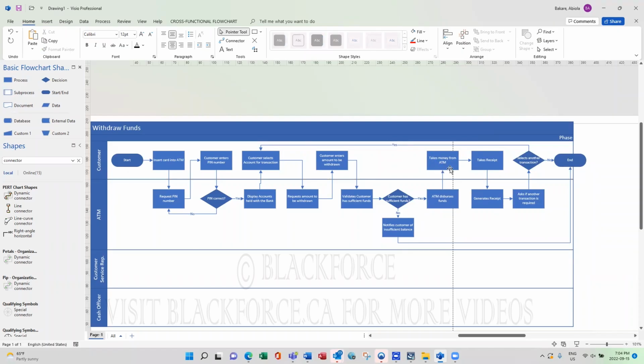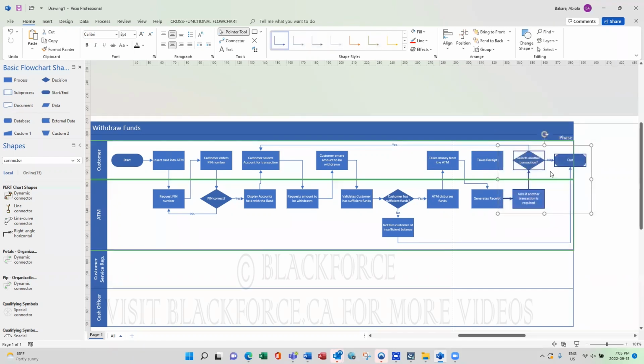Customer takes money from the ATM. Customer takes receipts. No, so this is wrong again, right? The arrows are wrong, not the process. Because what happens here is ATM generates receipts. That was what I think we agreed on. I'm just going to move this out.